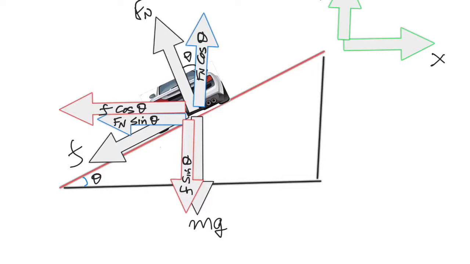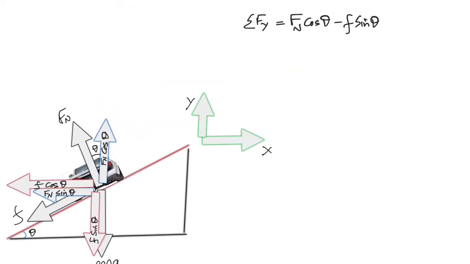So that is basically how the diagram looks. And now we need to see what the net forces are along the x-axis and the y-axis. Now, the net force along the y-axis is Fn cosine theta minus F sine theta minus mg is equal to 0. So those are the 3 forces.